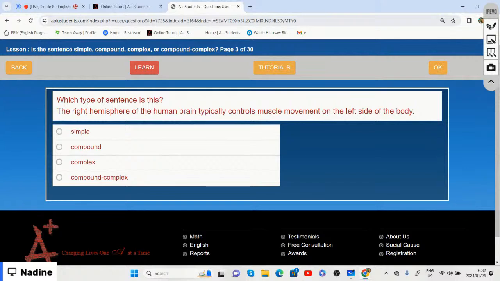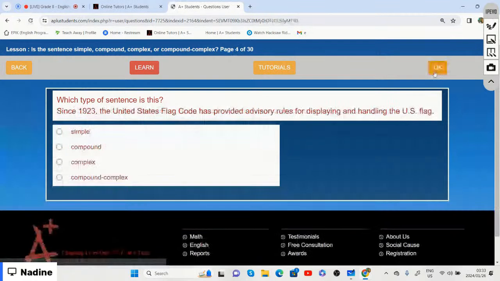All right, so if we're going to choose what type of sentence it is, then we can say it's a simple sentence, right? So yes, well done. It is a simple sentence. So since 1923, the United States Flag Code has provided advisory rules for displaying and handling the US flag. So simple sentence it is. So well done. But now let's go to the next one.